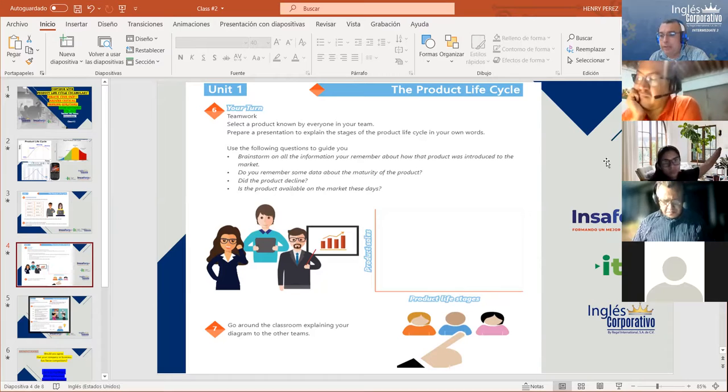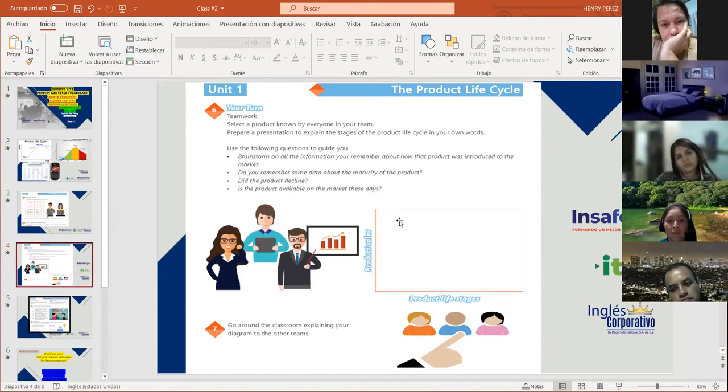Okay, so let me see. I'm going to call on Beatriz, can you read, please? Okay. Teamwork. Select a product known by everyone in your team. Prepare a presentation to explain the stages of the product life cycle in your own words. Use the following questions to guide you. Brainstorm on all the information you remember about how the product was introduced to the market. Do you remember some data about the maturity of the product? Did the product decline? Is the product available on the market these days?